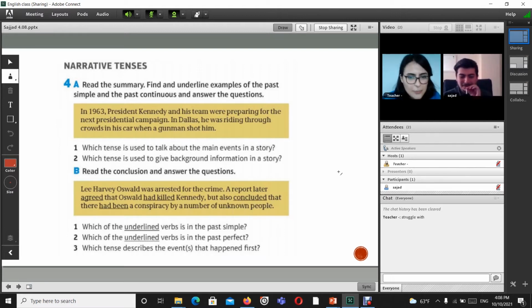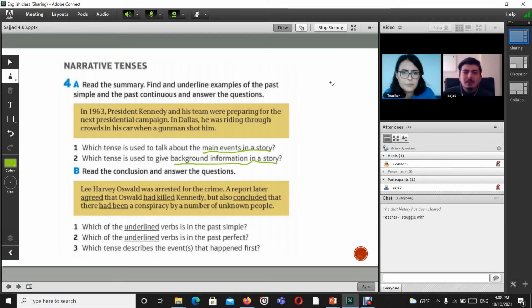Alright, take a look here. These are some sentences taken from the same reading. Just look at the first one. In 1963, President Kennedy and his team, blah, blah, blah. Let me underline it for you. Which sentence is talking about the main events in the story, and which one is just the background information in the story?